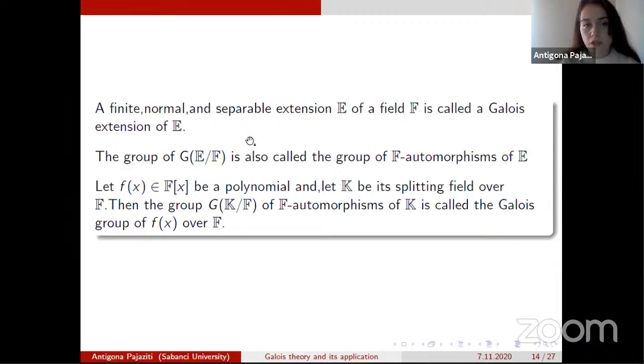The group here, denoted by this notation, is called the group of F-automorphisms of E. That is, its elements are all automorphisms that map E into E and keep all of the elements of F fixed. If we have a polynomial f(x) in our polynomial ring, and if K is its splitting field over F, then the group of F-automorphisms of K is called the Galois group of f(x) over F. So this one here is just a group of F-automorphisms of E, but if E is a splitting field of a polynomial over F, then that would be a Galois group of f(x) over F.